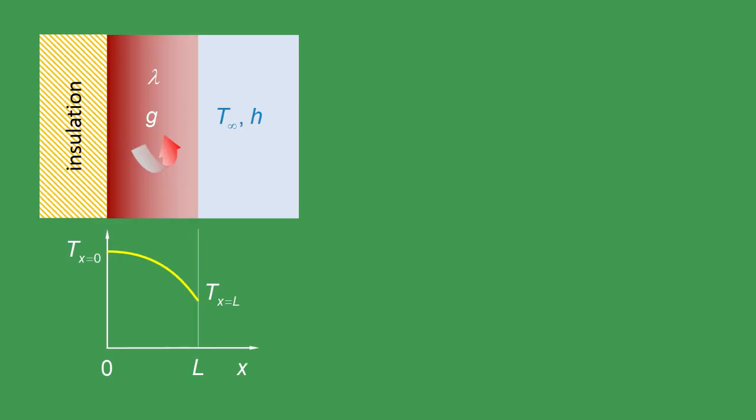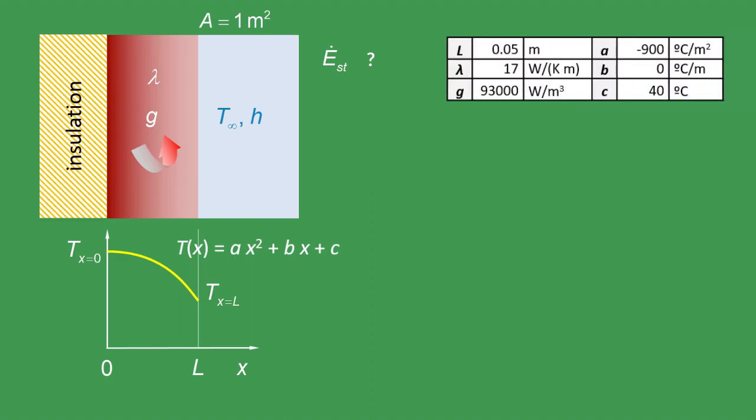Consider a large wall, whose thickness is L, its thermal conductivity is lambda, and its internal heat generation, G, is uniform. At a certain time t, the temperature distribution through the wall is a second-order polynomial. For a wall surface of 1 square meter, what is the value of the stored energy per unit time in watts at a given instant of time, when the values of A, B and C are those in the table?